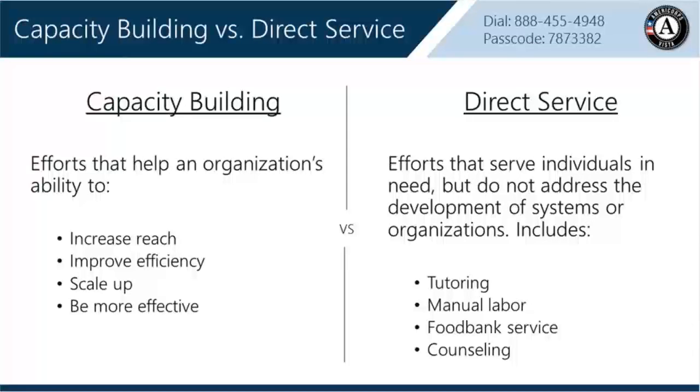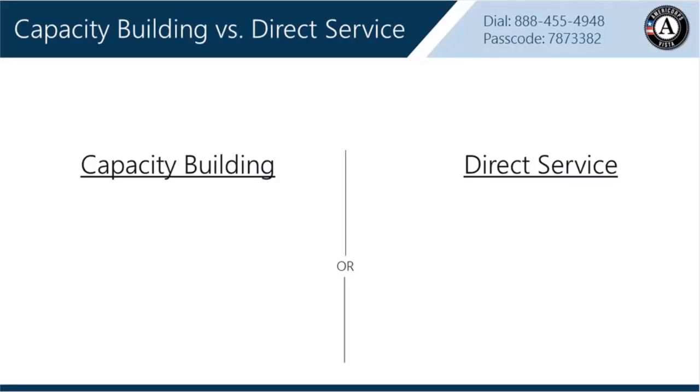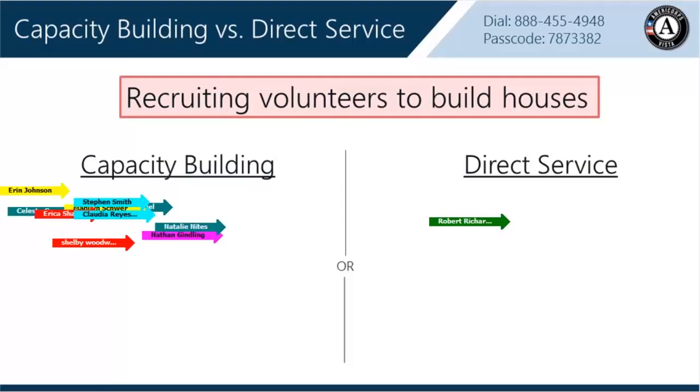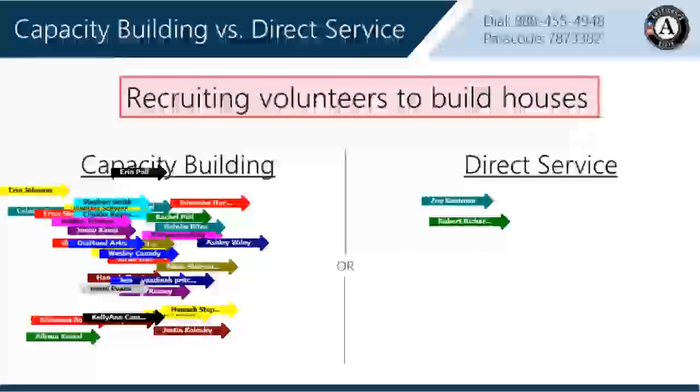So to make sure you understand and have a feel for what we're talking about, we're going to play a quick round of this or that to explore the differences between capacity building and direct service. I'm going to start off by reading a service activity, and then you will use your annotation tool, the same one you used on the map earlier in the presentation, to indicate whether you believe the activity is capacity building or direct service. So let's begin. The first statement is recruiting volunteers to build houses. Use your annotation tool to click whether you think that's direct service or capacity building.